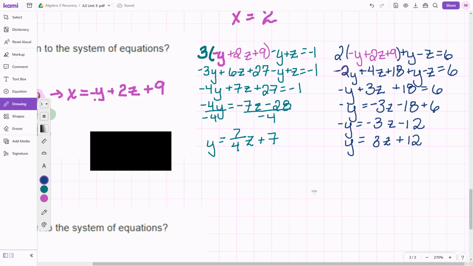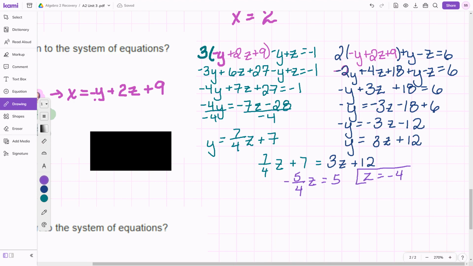Now you know y is the same thing, so I can set these two expressions equal to each other. 7 over 4 z plus 7, and I can set that equal to 3z plus 12. Okay. And after doing some really quick algebra, some of you all don't like it, but it is what it is. It's math. So I get a negative 5 over 4 z equals 5, or z equals negative 4.